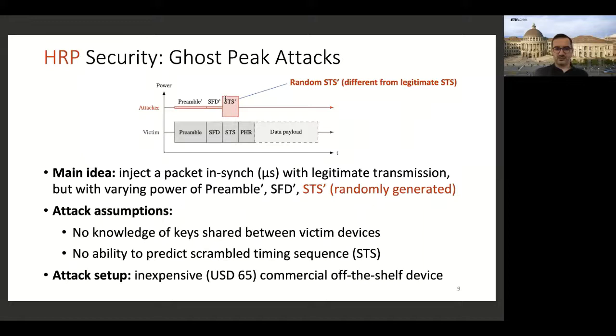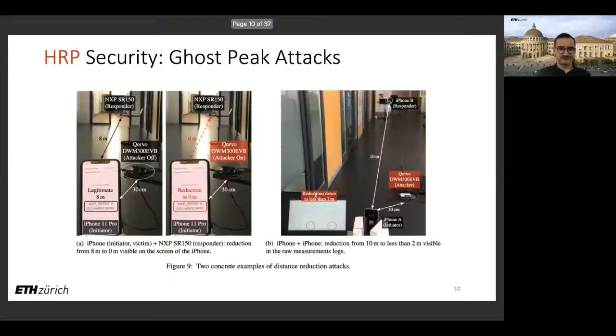Now, our assumptions here are clearly we have no knowledge of the keys shared between victim devices. We have no ability to predict this scrambled timing sequence, so this random sequence that is shared between the car and the key fob. And we have a very inexpensive setup, so a commercial off-the-shelf device. And so what happens when we inject such a message?